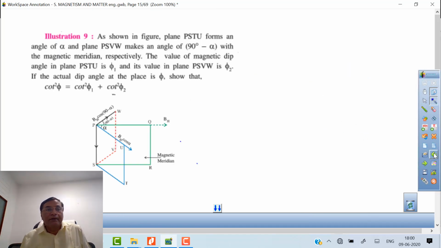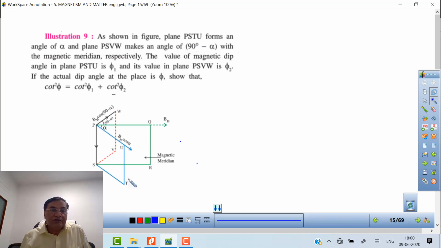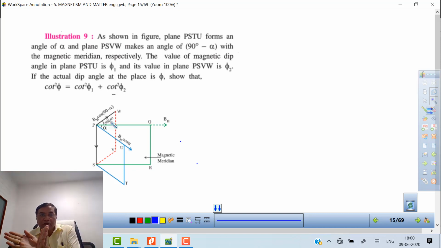Next, as shown in the figure, plane PSTU alpha and plane PSVW. So these are the two planes like that. આવી રીતે બે પ્લેન છે, બંને વચ્ચેનો એંગલ કેટલું છે કે 90 છે. એની વચ્ચે કોણ છે? મેગ્નેટિક મેરિડિયન છે. ધ્યાન રાખજો, this is magnetic meridian, right hand. આ એંગલ જે આપ્યો છે 90 માઇનસ આલ્ફા આપ્યો છે, અને આ એંગલ આપ્યો છે આલ્ફા, like this is alpha, this is 90 minus alpha.